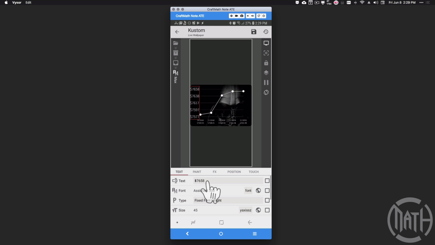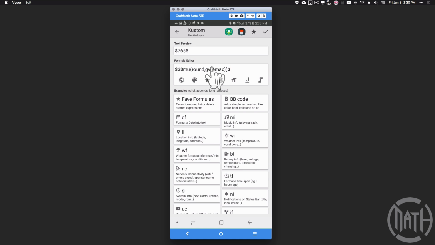Now, one more thing to note about the max here. Let's look at this text item. I have MU round GVP max. If I don't put a number here like a 1 or a 2, it's automatically going to round this maximum to the nearest whole number. So 7,658. I thought that gave a better look versus us having a decimal for all of these numbers over there. And then in the previous part 5, I believe it was, I did talk about using $2 symbols here to get a dollar symbol to show up. So that's what I'm doing there.